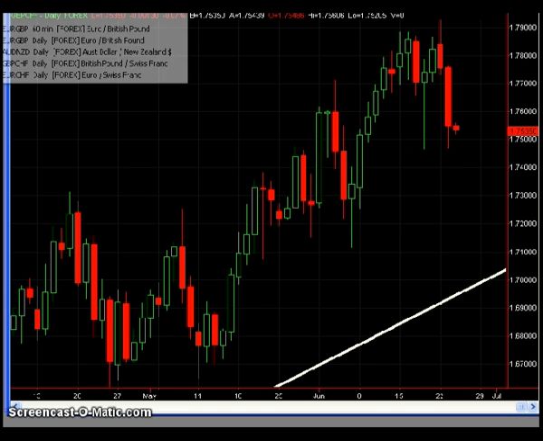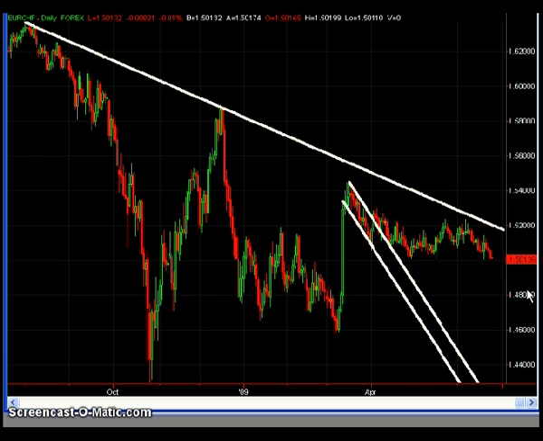The last chart is the Euro Swiss. Not much has changed here. Still just waiting for prices to come up and test that longer term resistance line. If they do, we'd look to enter at the resistance line with a stop, maybe 50 to 75 pips above the resistance line.